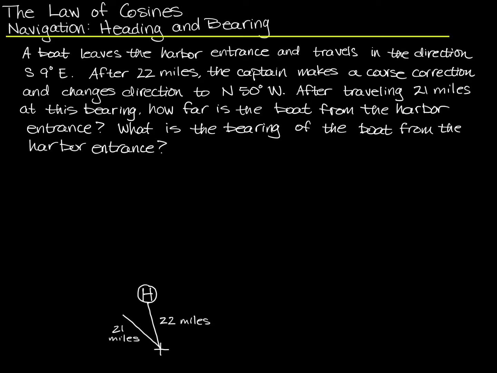All right, and now the question is, this is where, at the end of that 22 miles and then 21 miles, my boat is now, right? So the first question I want to answer is how far is the boat from the harbor entrance? So that's going to be represented by, wrong pen, sorry, this distance here. I'm looking for the length of that side of this triangle. Let's go ahead and do that first.